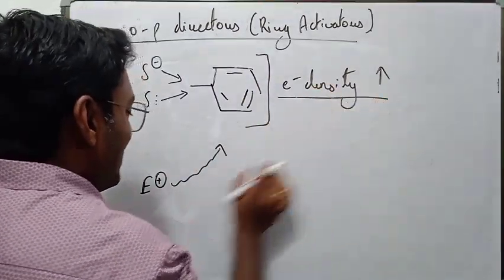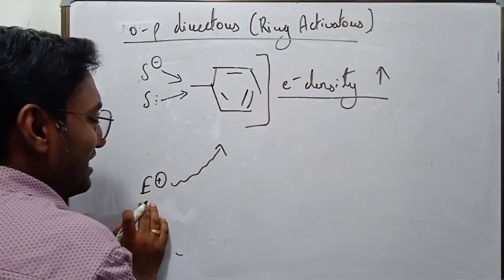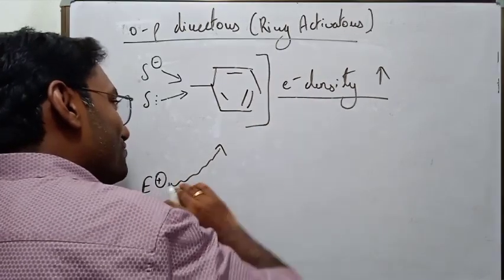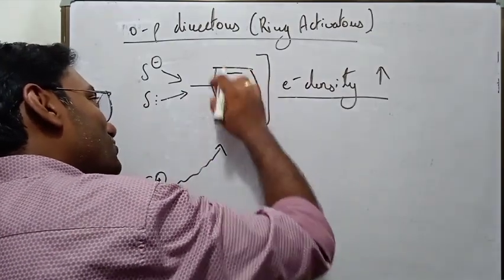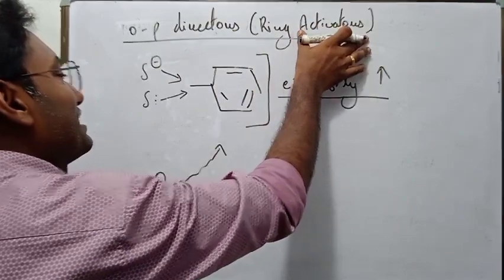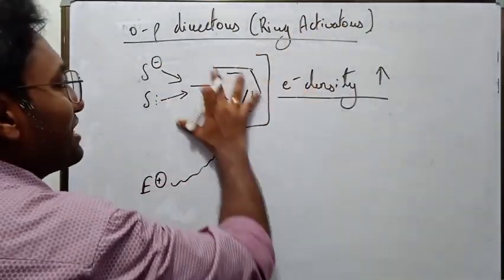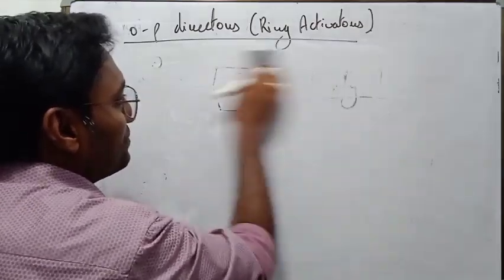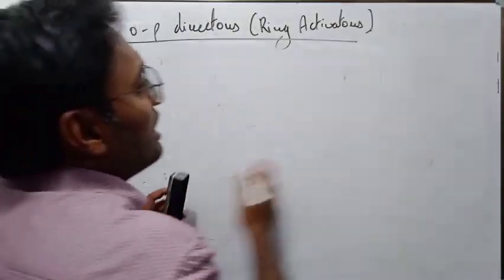The electrophile will not sit here and will not stand, right? In a very fast manner it would go and attack the benzene ring. So ortho-para directors are actually ring activators because they increase the electron density in the benzene ring. And there is only one exception to it, that is halogen.